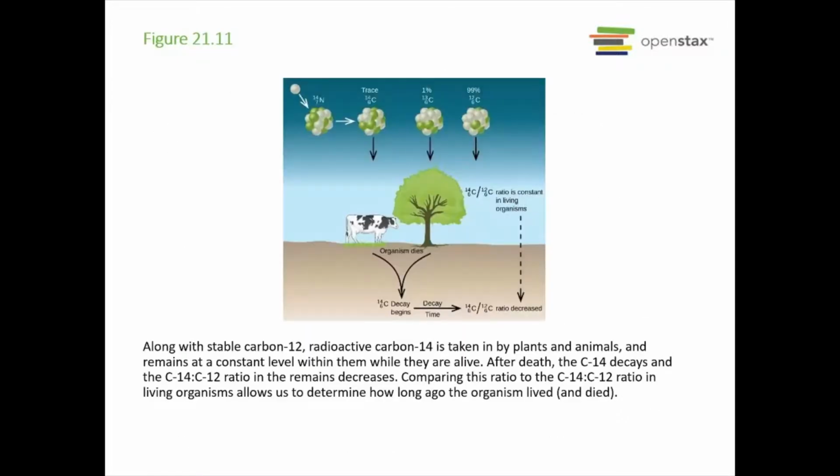So this is a little picture kind of showing what's happening for radiocarbon dating. Carbon-14 is taken in by plants and animals when we breathe, giving us this constant level. So this is plants and animals. But after death, that carbon-14 is going to decay, so the amount of carbon-14 relative to the amount of carbon-12 is going to decrease. And so then we can compare this to how much is normal in a living organism to determine how long ago that organism lived and died.